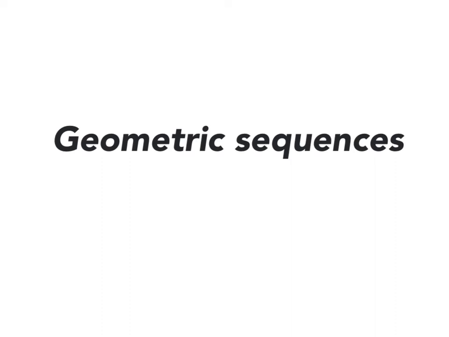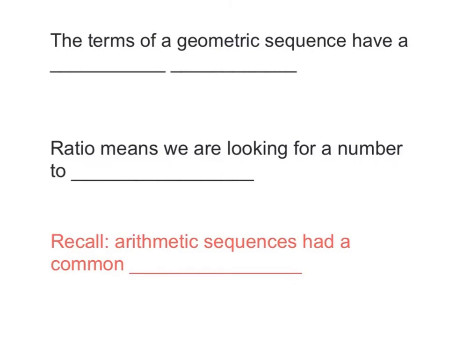Well, welcome back to another topic in our sequences and series chapter. Last night we focused on adding, and we call that arithmetic sequences. Tonight we're going to focus on multiplying, and that's called geometric sequences. The terms of a geometric sequence have what we call a common ratio.